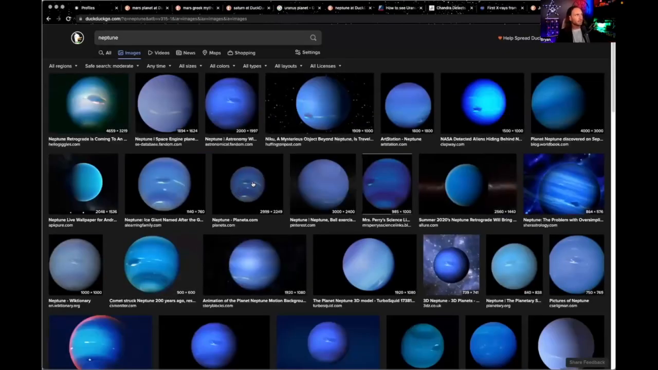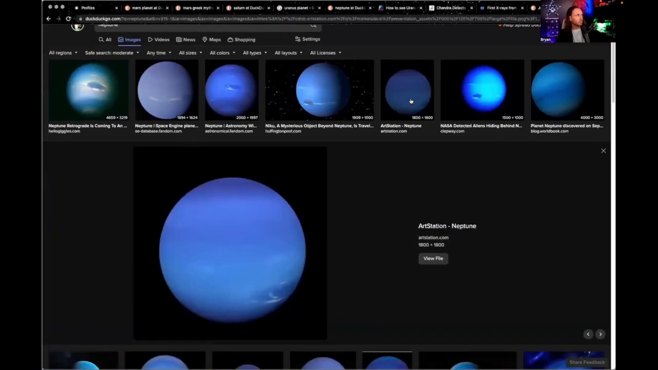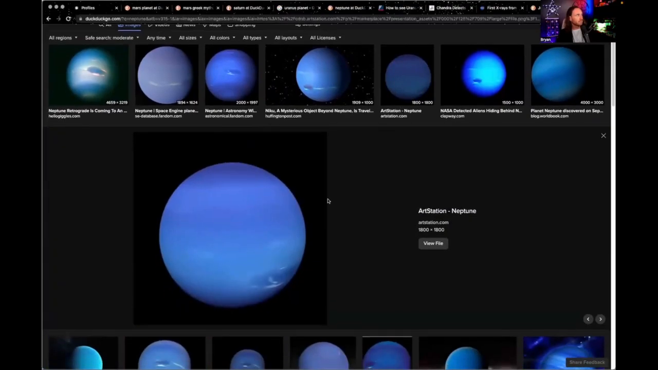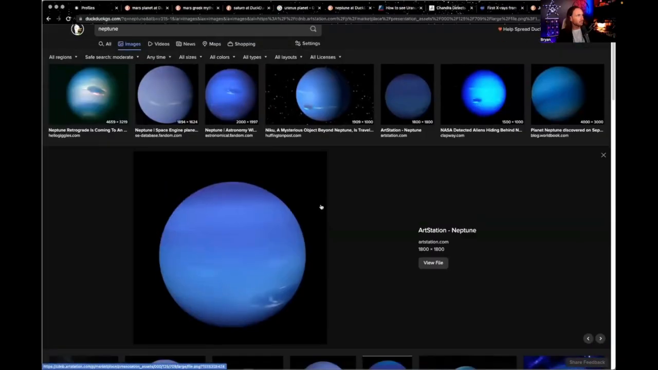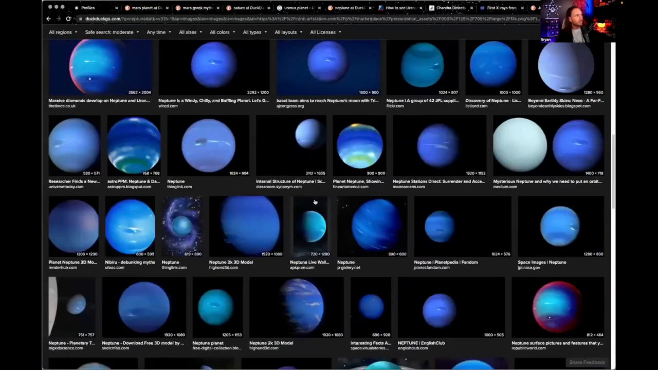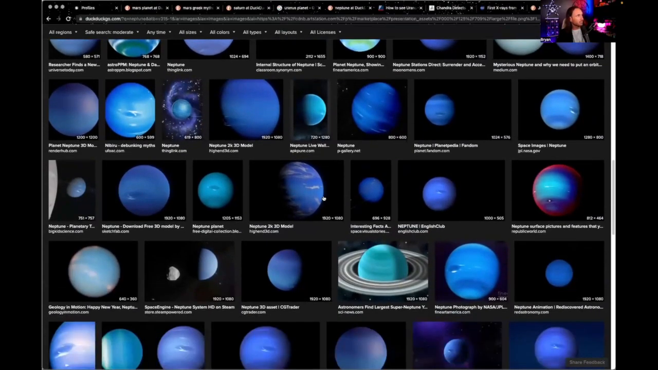It's a beautiful planet though. It's very blue. Just kind of looks like this body of water, but it's definitely a gas giant, and if you could go there, don't jump in. It won't be good.